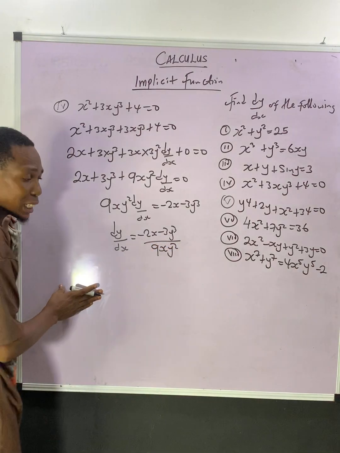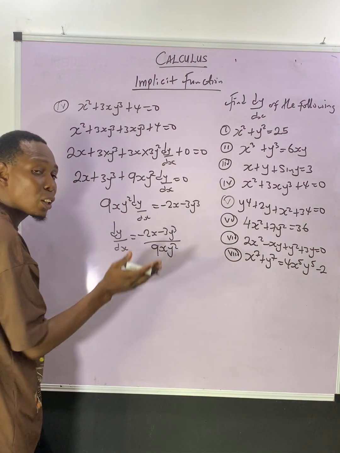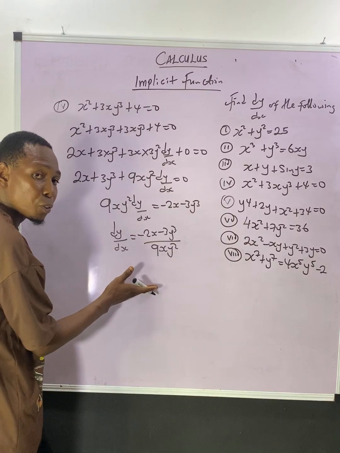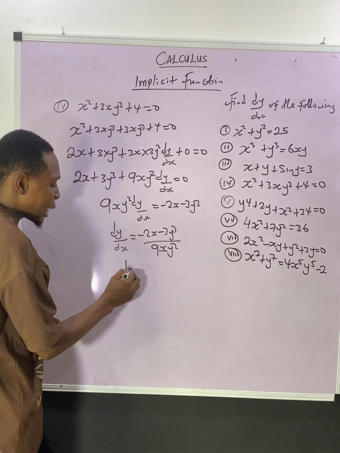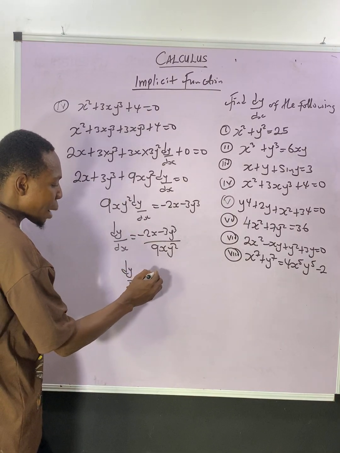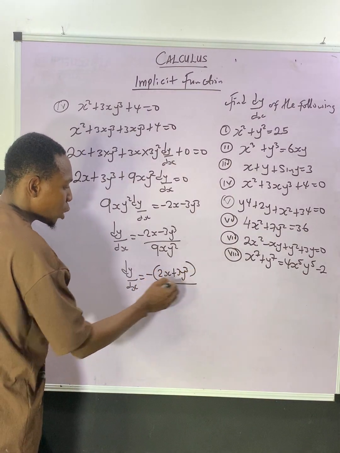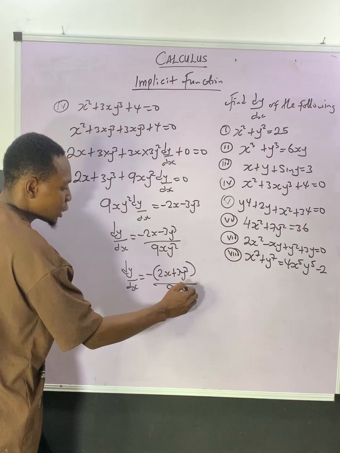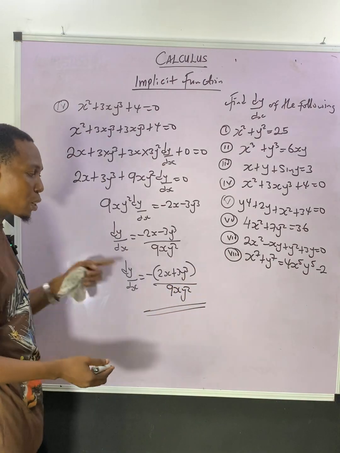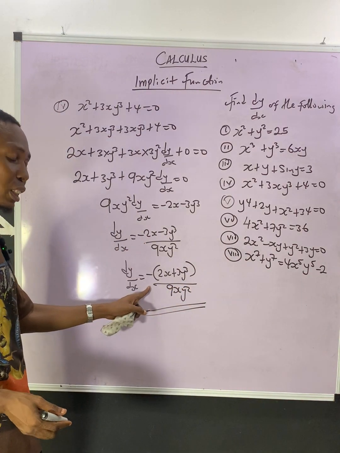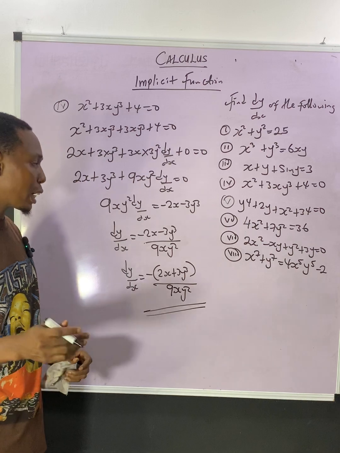You can leave your answer like this, or you can see what's common here. Minus is common. If you want to move further, you can leave it as dy/dx equals minus bracket 2x plus 3y cubed, then all over 9xy squared. It is still okay. You can leave it this way or you can leave it this way. They are both correct. Thank you very much.